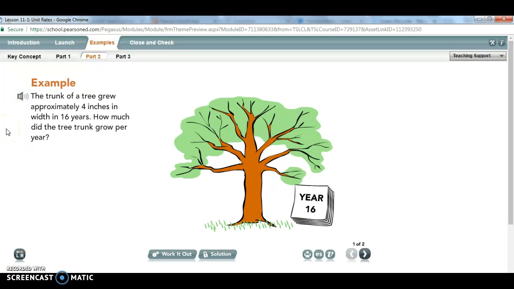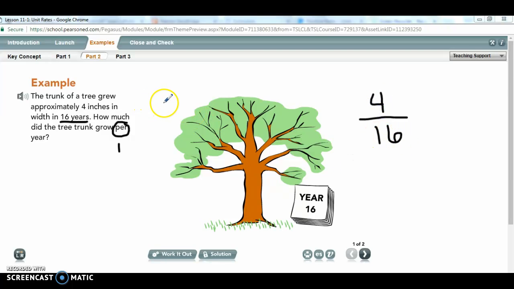The trunk of a tree grew approximately 4 inches in width in 16 years. How much did the tree trunk grow per year? All right, so we know that our unit rate is going to have a 1 in the denominator. And when we see the word per, that means 1. So I know 1 year needs to be in my denominator. And if 1 year is in my denominator, I need to start my ratio off with 16 in the denominator, because 16 corresponds with the years. So we have 4 inches in 16 years.